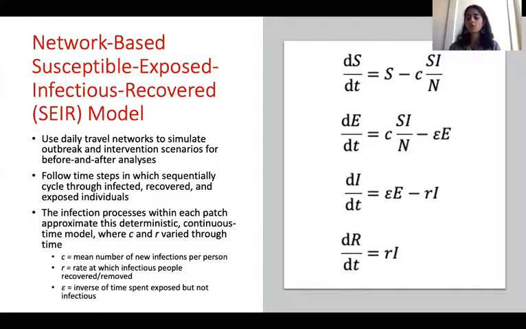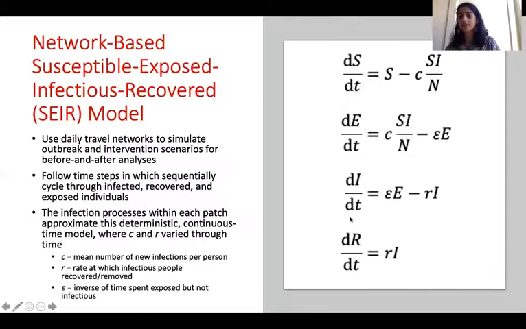R is the rate at which infectious people are recovered or removed from the population. And epsilon is the inverse of the time spent exposed but not infectious. So looking at their deterministic continuous model on the right, they have 4 different differential equations.